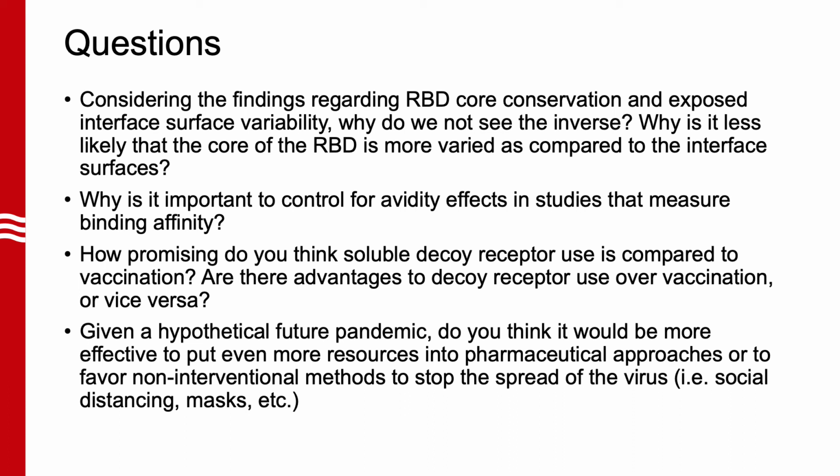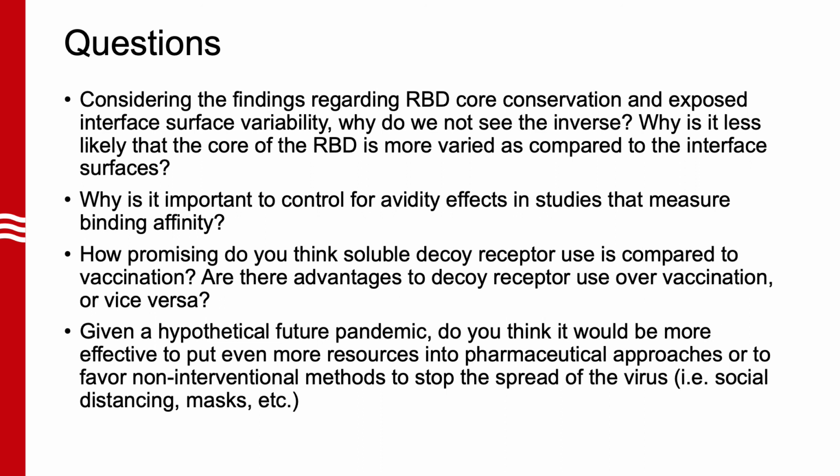For one, considering the findings regarding the conservation of certain segments of the viral spike protein and the increased mutational tolerance of others, why do you think we don't see the inverse? Moreover, why is it less likely that the core of the RBD is more varied as compared to the interface surfaces? Additionally, why is it important to control for avidity effects in studies like this that measure binding affinity? Why can't we just measure overall binding as opposed to specific binding that limits for these effects?